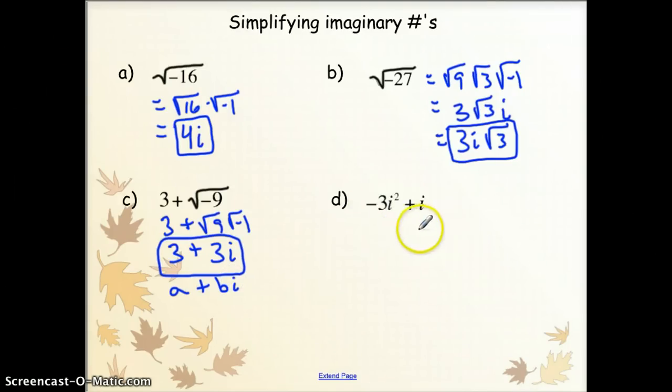Over here, you can't combine those. They're not like terms. This has an i squared. That's an i. But remember a couple pages ago, what is i squared the same thing as? -1. So we've got a -3 times a -1, which is a +3. And then we've got that i, and you cannot combine those. They're not like terms.